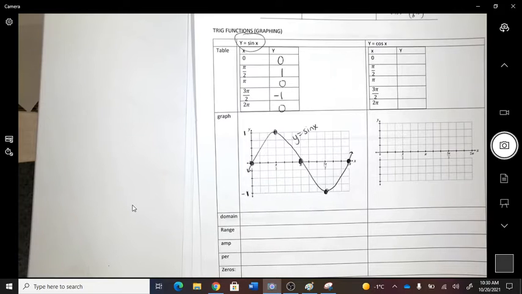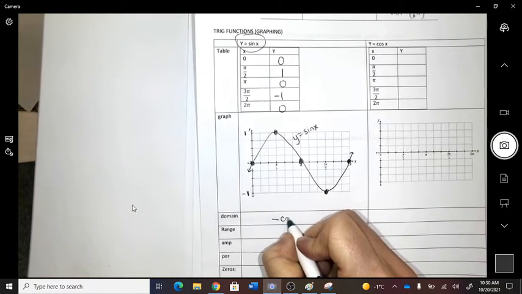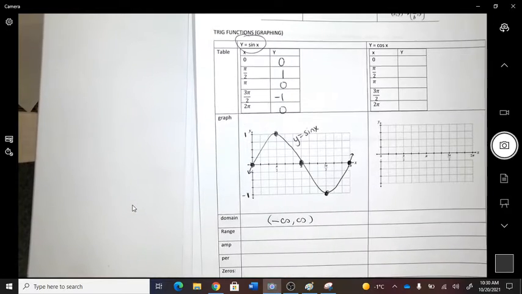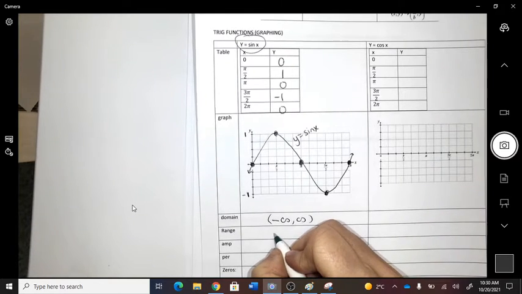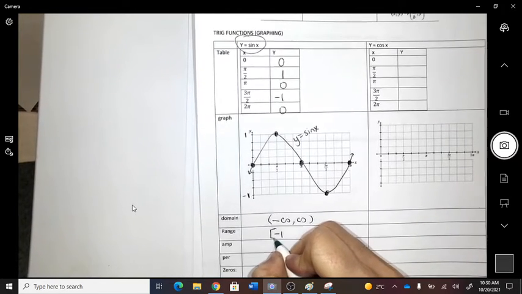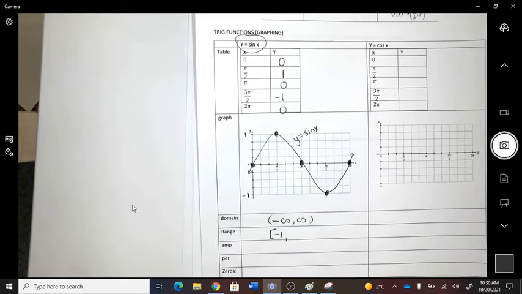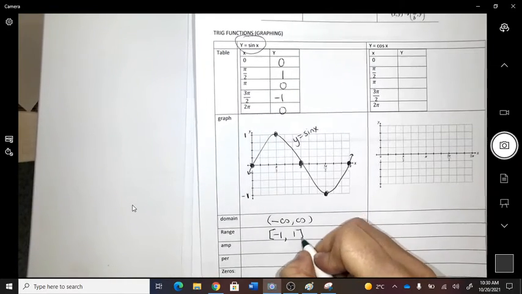What is the domain of this graph? How far left and right will it go? Forever. It's just going to keep going, wave on wave. The range of this graph, what's the lowest height we go? Negative 1, to the highest height of 1.